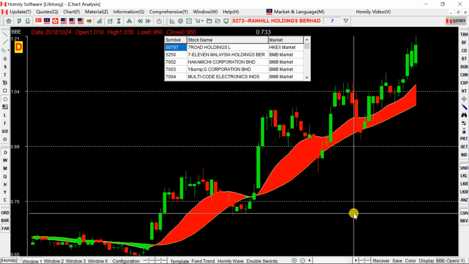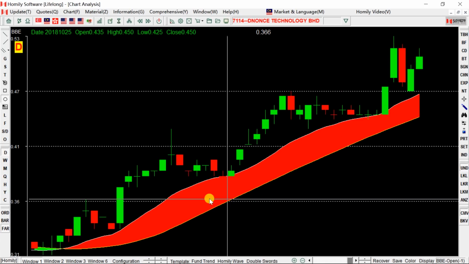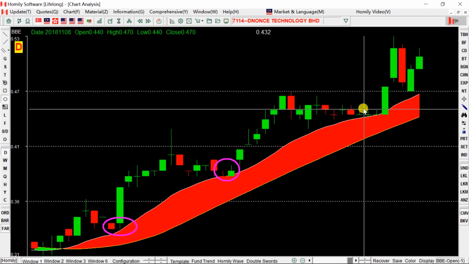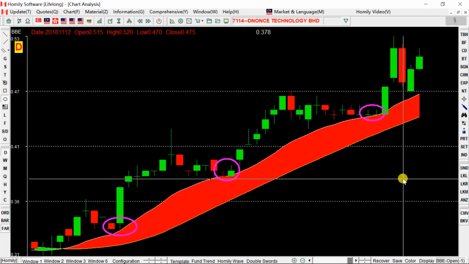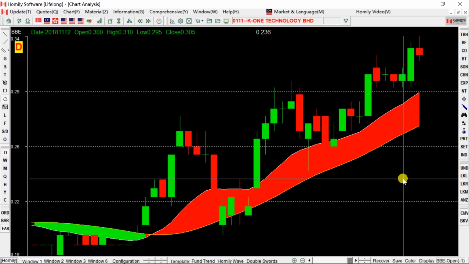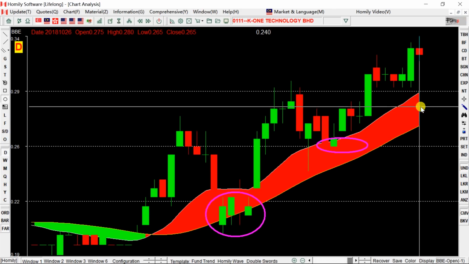Other stocks, also 7114. This is also an uptrend stock. When price switches back, you can consider buying. Find the bullish candle and buy. It's a low buy point in an uptrend. And this stock also, 0111. It's also an uptrend stock. Every time price switches back, consider a buy point.